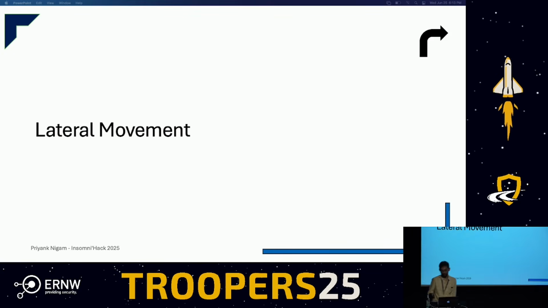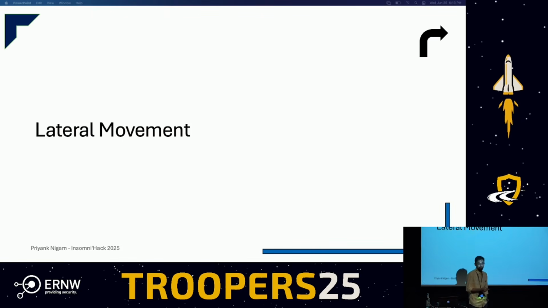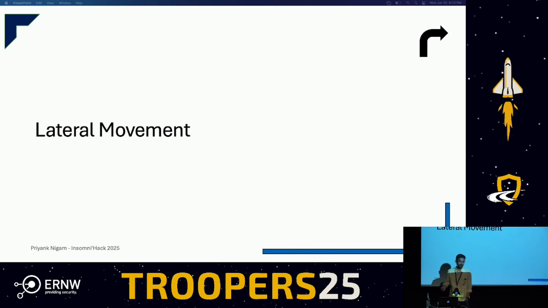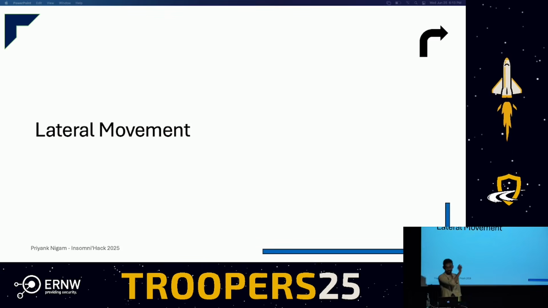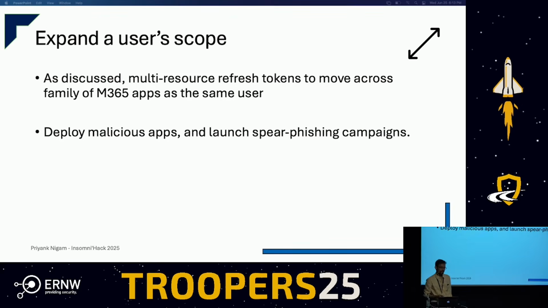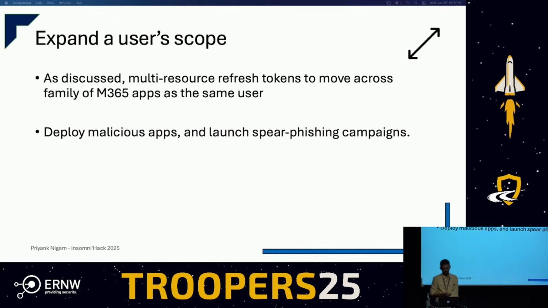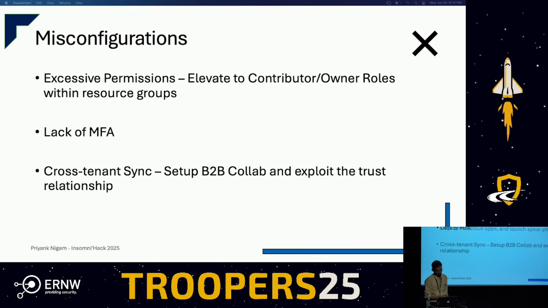All right, so we're going to discuss a few lateral movement techniques as well. This is where we were expanding scope as that particular user, and I'm pretty sure that would help you achieve a few of the objectives beyond just credential dumping. Because if you could go from consumer apps to enterprise apps to your cloud apps, I'm pretty sure you could go more deep into stuff. If you want to move laterally, you want to expand your user scope as well. So using that user's permissions, you would want to deploy malicious apps or launch spear phishing campaigns. That's just one of the ways.